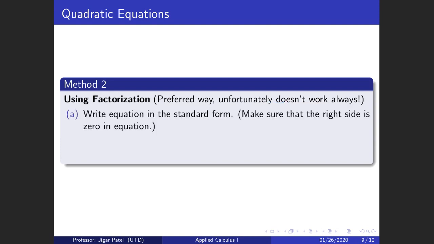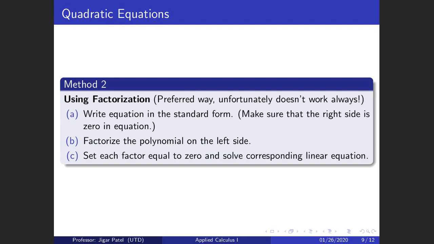Write the equation in the standard form, make sure the right side of your equation is 0. Then factorize the trinomial, factorize the left side, and then set each of the factors equal to 0 and solve the corresponding linear equation, and then done. So this is all we need to do in order to use the second method, called the factorization method. And this is our preferred way.